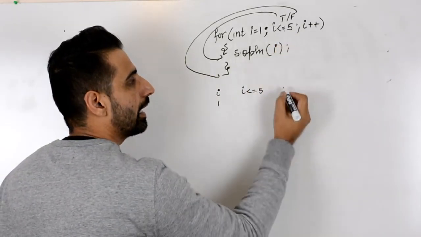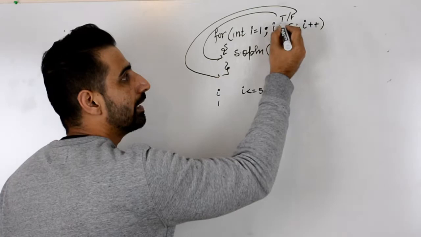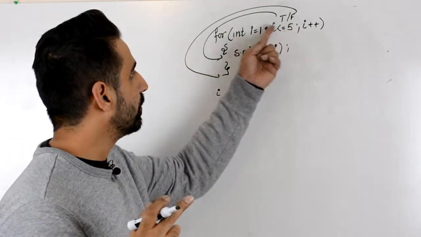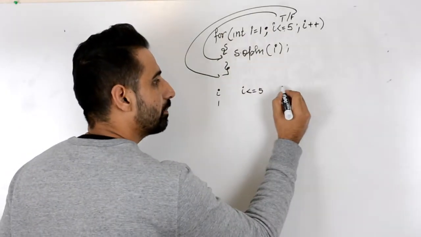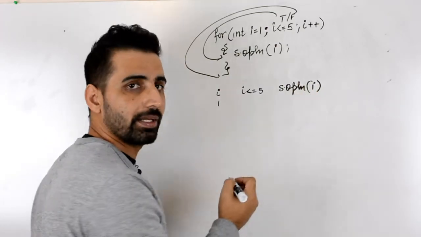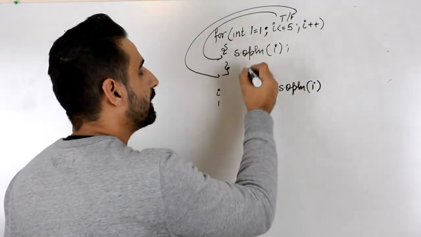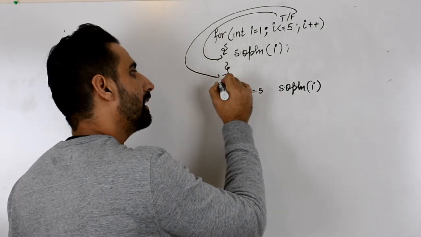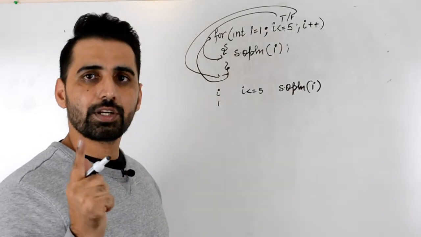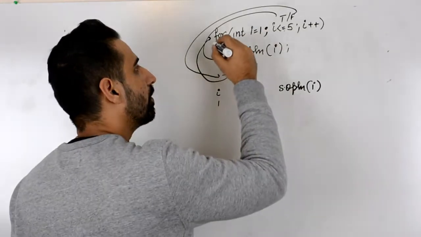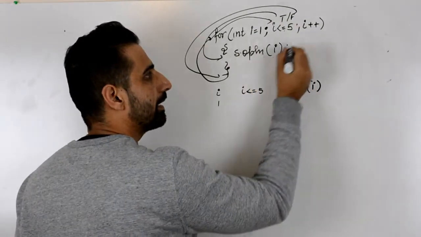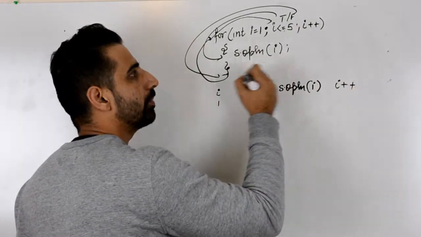So I is less than equals to 5. I told you when the condition is true, it will run. So what is this part? System.out.println(I). And then once it comes over here, it will go again to the beginning, and now it will not check initialization, because initialization will be done only once. Then it will go on top, first increase the value with I plus plus, and then check the condition again.